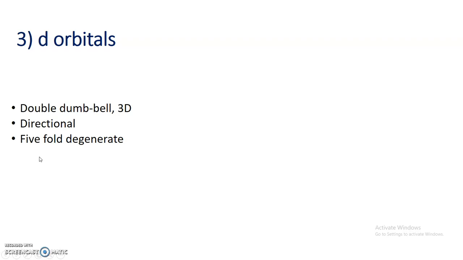d orbitals are 5-fold degenerate. They have equal energy in the absence of a magnetic field, and the d orbitals are dxy, dyz, dzx, dx square minus y square and dz square. These are the 5 d orbitals. Now first of all, consider the shape of the dxy orbital.